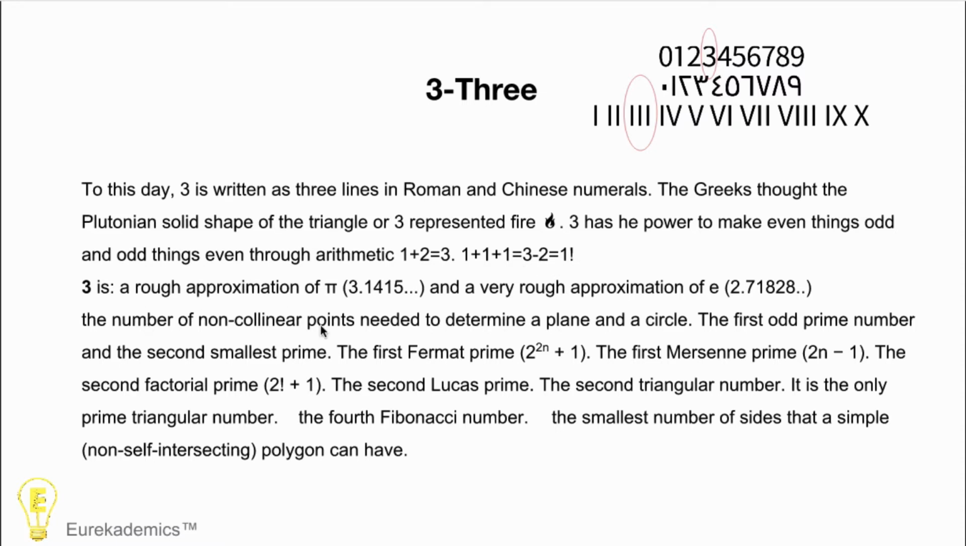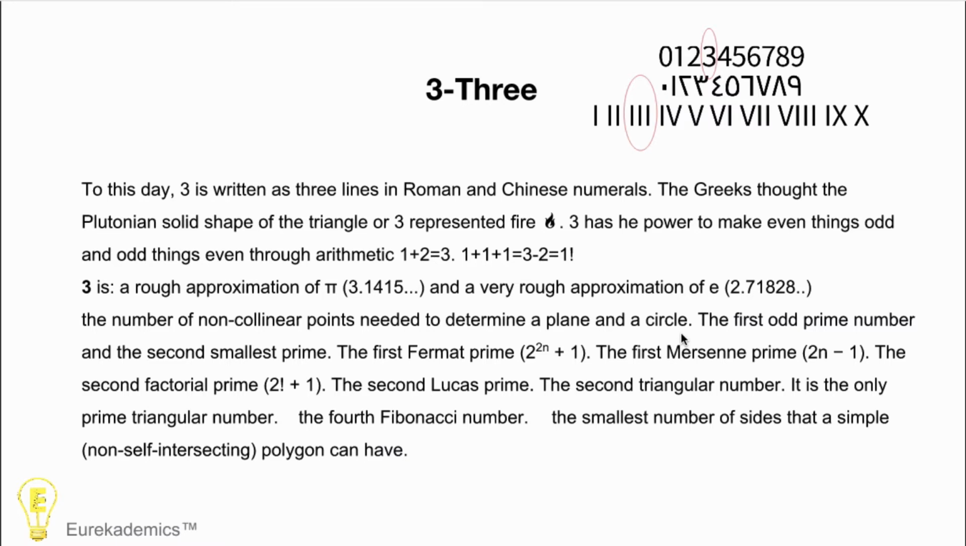3 is a rough approximation of pi, and a very rough approximation of e, which we deal with log and exponential growth. The number of non-collinear points, which means not in one line, needed to determine a plane and a circle is at least 3. So you need at least 3 points to call a plane.